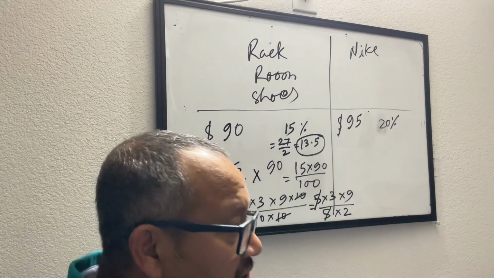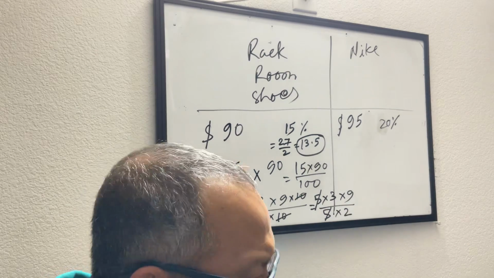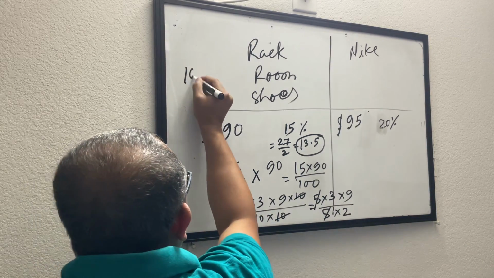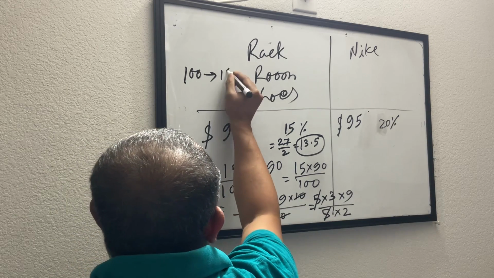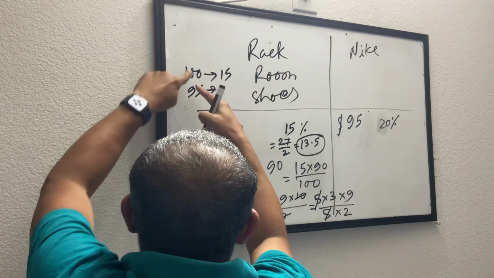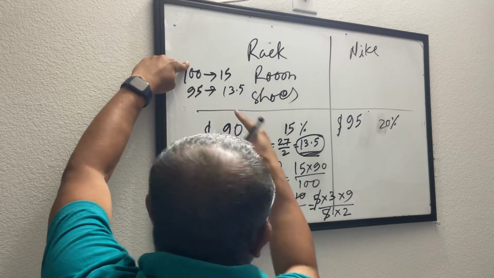This is the discount I'm getting on something which is priced at $90. And that makes sense, right? If I was picking up something for $100, I was getting a $15 discount. If I'm picking something for $90, that discount will be less than $15, which is 13.5 here, based on our calculations. Makes sense, right?